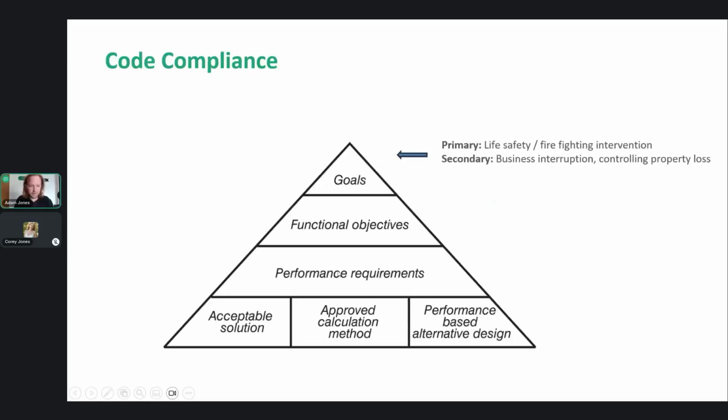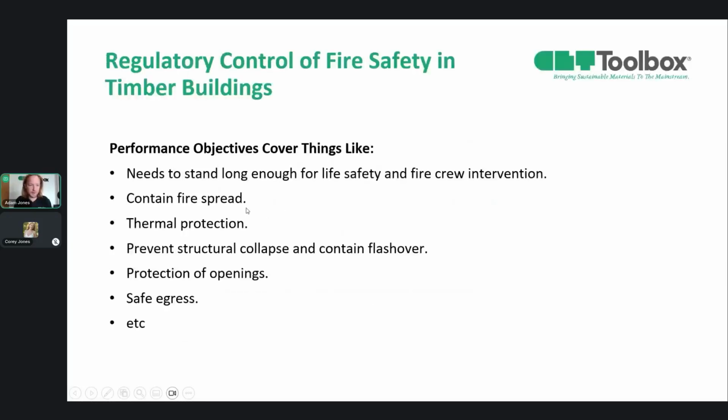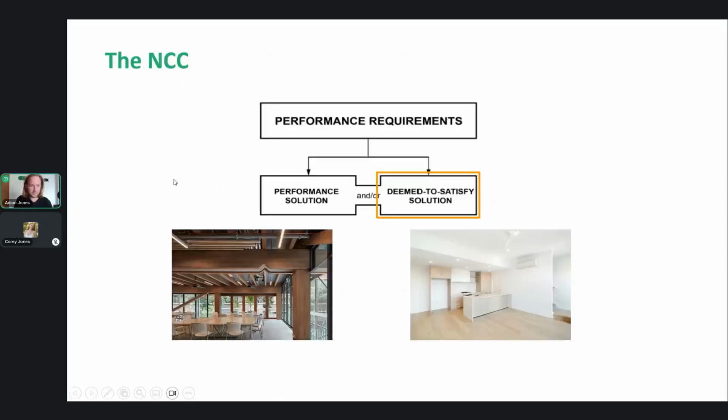So if you think about the third tier, before we get into DTS and performance, you've got performance requirements. So to achieve those overall goals, like I mentioned before, some of the objectives of design might be you want it to stand long enough for life safety and fire crew intervention. You want to contain fire spread. You want to have thermal protection so the fire, again, doesn't spread as well. Prevent structural collapse, of course, protection of openings, safe egress, and so forth. And to achieve some of those objectives, there are performance requirements.